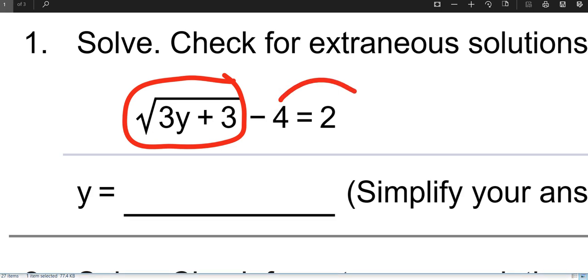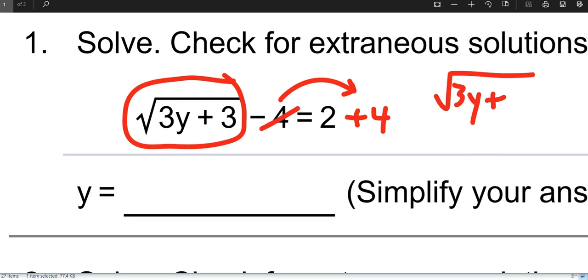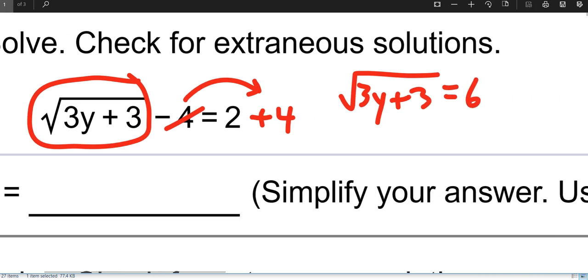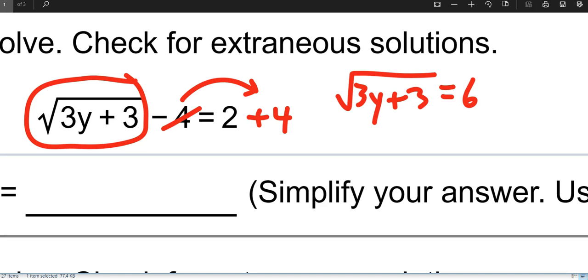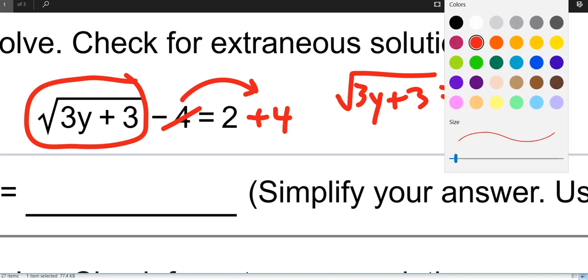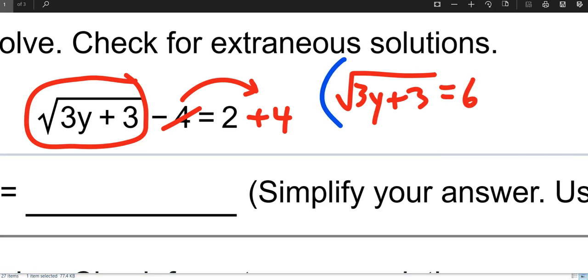No. So you're going to first have to deal with that 4 by doing what? Adding 4. So that would get me the square root of 3y plus 3 equals 6. What would you do to both sides to get rid of the radical? Now don't say square root. I heard it over there. Square. Square both sides. That's the opposite of a square root.